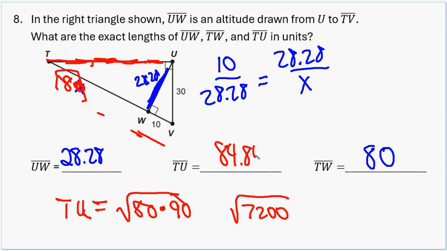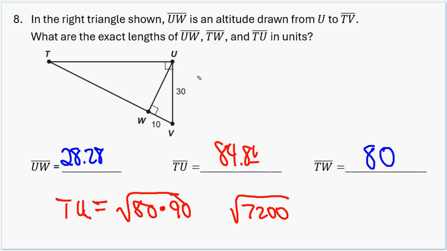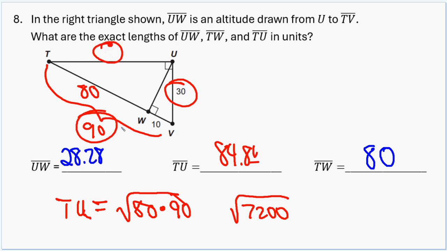Now, another way to find TU, we could have just gone back and done the Pythagorean theorem again. We know that TW was 80, and that makes this entire side 90. So we could have done 30 squared plus TU squared equals 90 squared. And that would also get us to the same answer. And that is the end of the review. Have fun on the test.